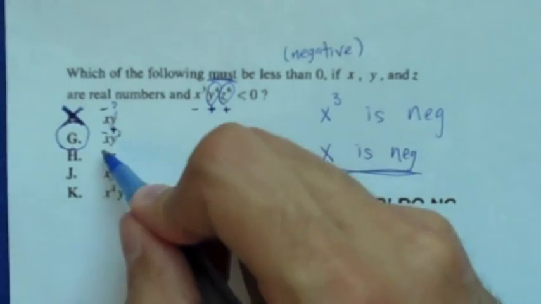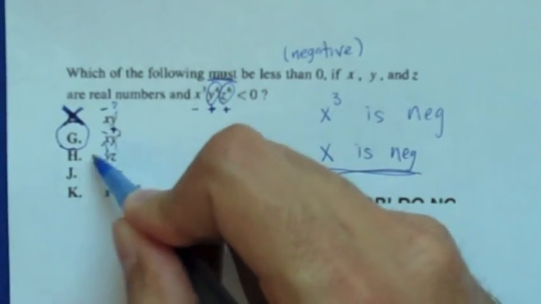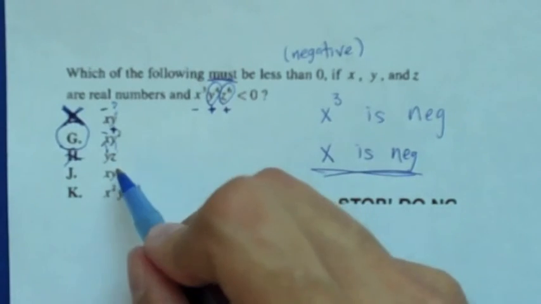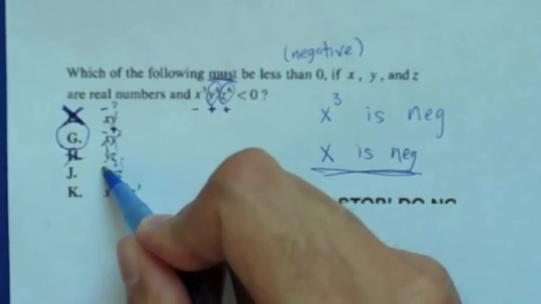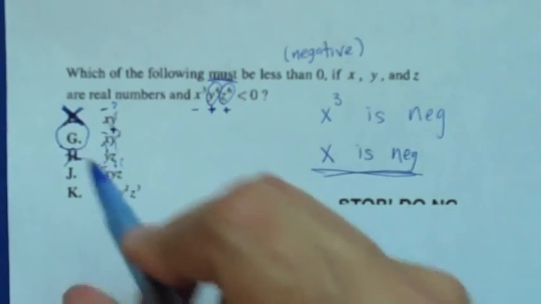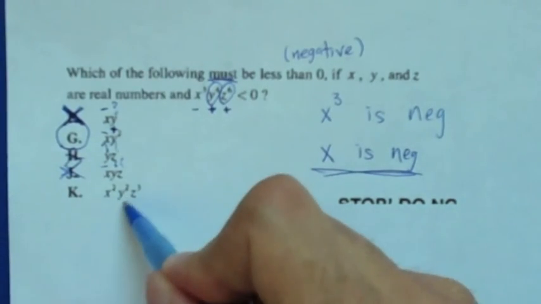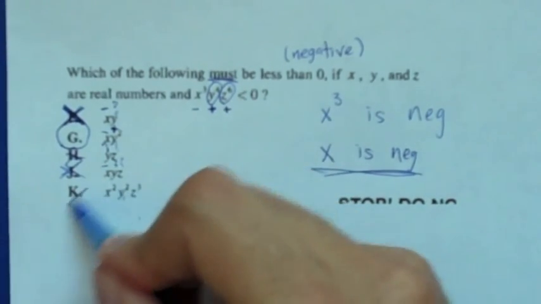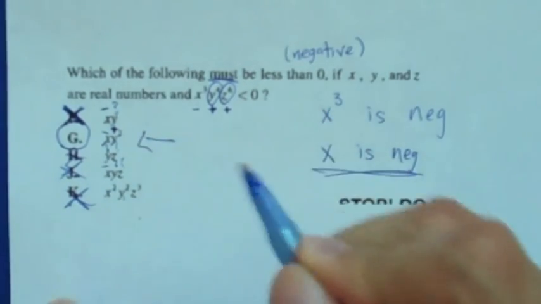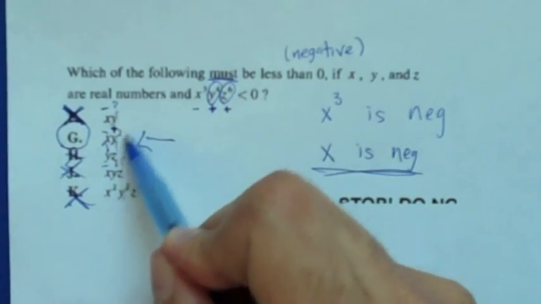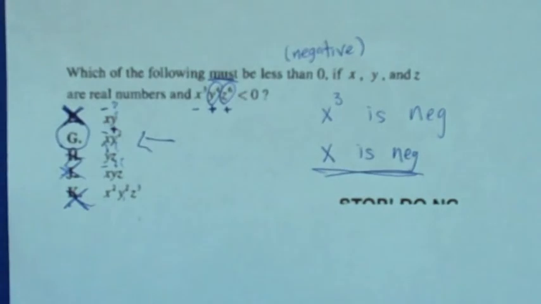Same thing here, I have no idea what y and z are, so I can't say for sure about this one. If I don't know what y and z are, just because x is negative doesn't mean this whole thing has to be negative. That's not true. And this is going to make a positive, don't know, can't say for sure. The only option there is G, because y squared is automatically positive, x is negative, that gives you a negative answer.